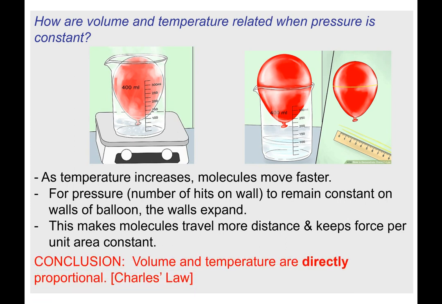Okay? So we can say volume and temperature are directly proportional, because if the temperature is going up, the volume is going up, as you can see in these drawings. And so this is what's called Charles's law.